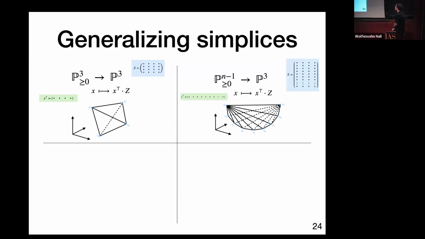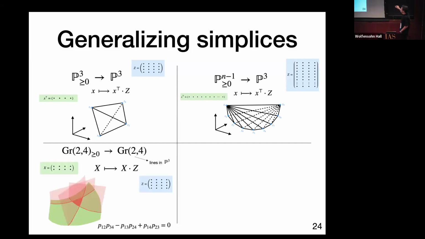Doing what we did in the previous slide means I make this green vector longer, and I add more rows to the matrix Z. The result of this is that the image will look like a cyclic polytope. A different way to generalize this is to add more rows to X. So now I want to use Z to define a map from the Grassmannian G24 non-negative into G24. And what I do is I take a point in G24, I represent it as a 2 times 4 matrix, and I just multiply with Z. This brings me back in the Grassmannian.